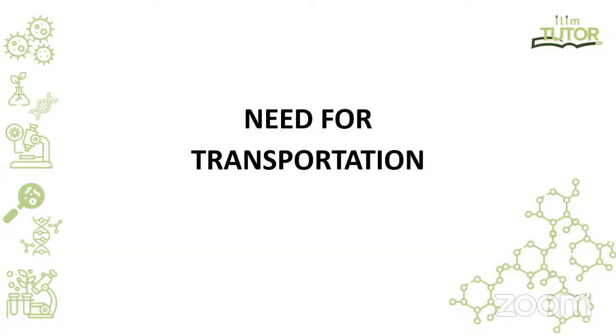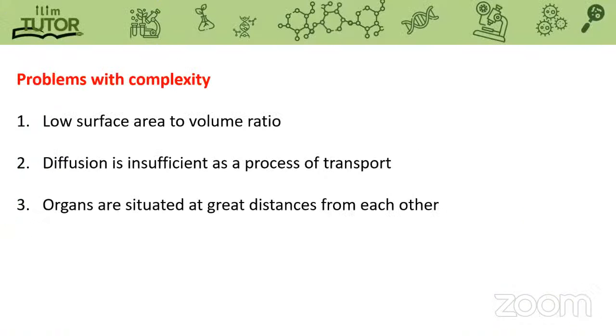So today we're going to look at the need for transportation. First of all, we are going to examine the problems with complexity. And we're going to start by looking at the implication of the surface area to volume ratio.